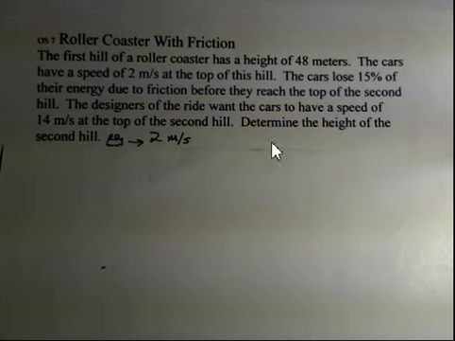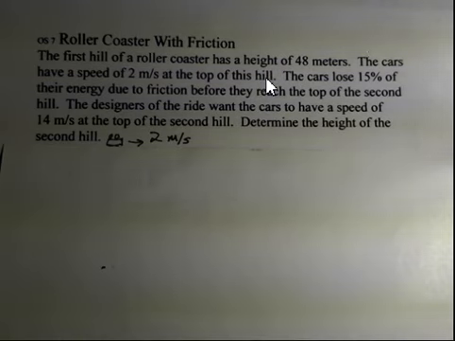So the characteristics of the roller coaster are given here. 48 meters is the height of the first hill. The cars are hauled up to that point by some mechanism in the roller coaster that we are not concerned with. At the top of this first hill, the cars have a speed of 2 meters per second. And I'm not going to provide the mass of the cars.